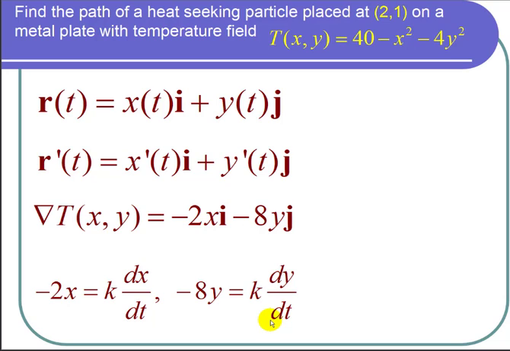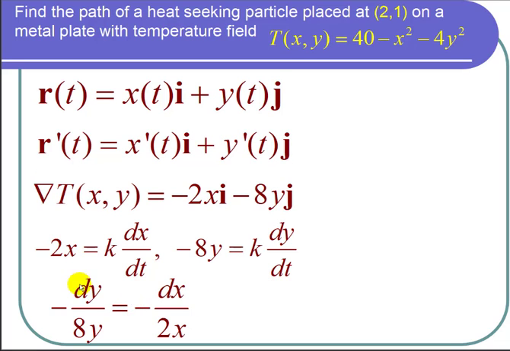And I can start doing a little algebra and divide by negative 2x and multiply by dt over k on this side to get dt/k equals dx over negative 2x. And similarly, I can do algebra and say that dt/k is equal to dy over negative 8y. So I can state that dy over negative 8y is equal to dx over negative 2x. Next, I'm going to multiply left and right by 8. 8 divided by 2 is 4. And then cancel the negatives and integrate both sides.